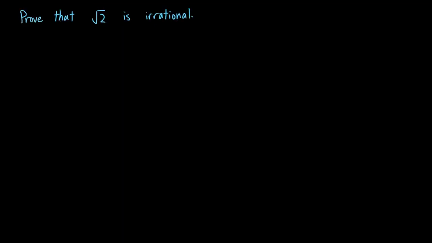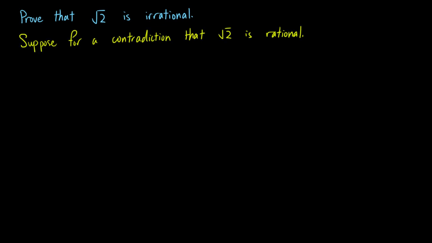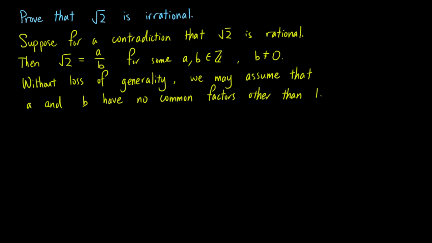Let's look at another example. We want to show that square root of 2 is irrational. Again, we assume that the opposite is true, that square root of 2 is rational, and then look for a contradiction. We can write square root of 2 as the fraction of two integers a and b, where b is non-zero. Here, for reasons that will be apparent later, we assert that a and b have no common factors other than 1. In other words, the fraction a over b is in its simplest form.